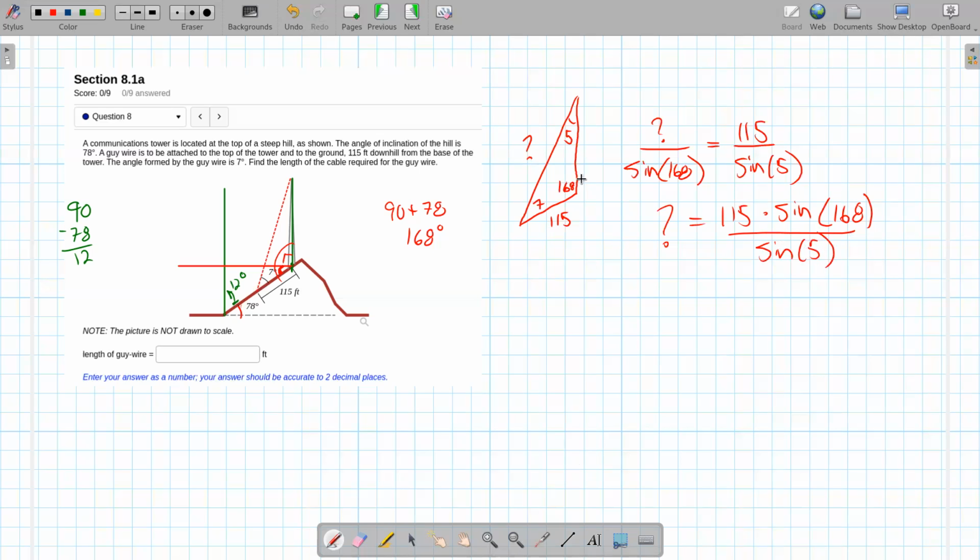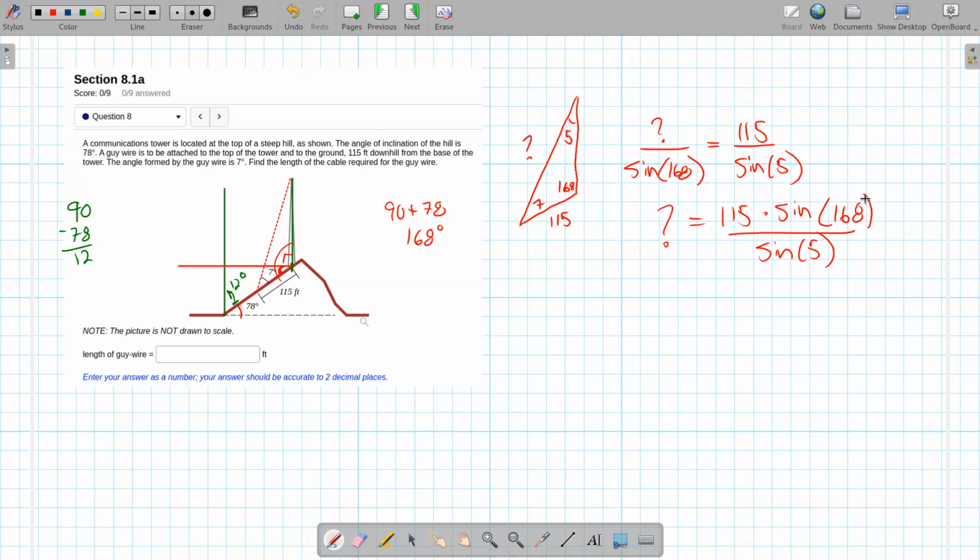And this picture would be a hard one to draw to scale. It's doable. It's just we have to work in a length of 115 and then these little tiny angles of 5 and 7. So this triangle is going to be way taller and narrower than it appears in my picture here. But it is doable. And that's the length of our guide wire.